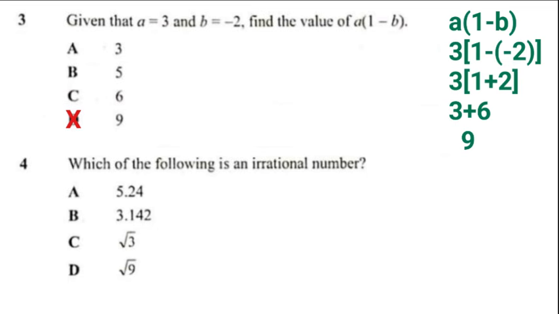Number 4, which of the following is an irrational number? So here when you look at this, one of the characteristics of irrational numbers is that they have got longer decimal numbers, a lot of decimal places. So the answer that qualifies with that characteristic is C, which is square root of 3. Okay, we can go to the next question now.